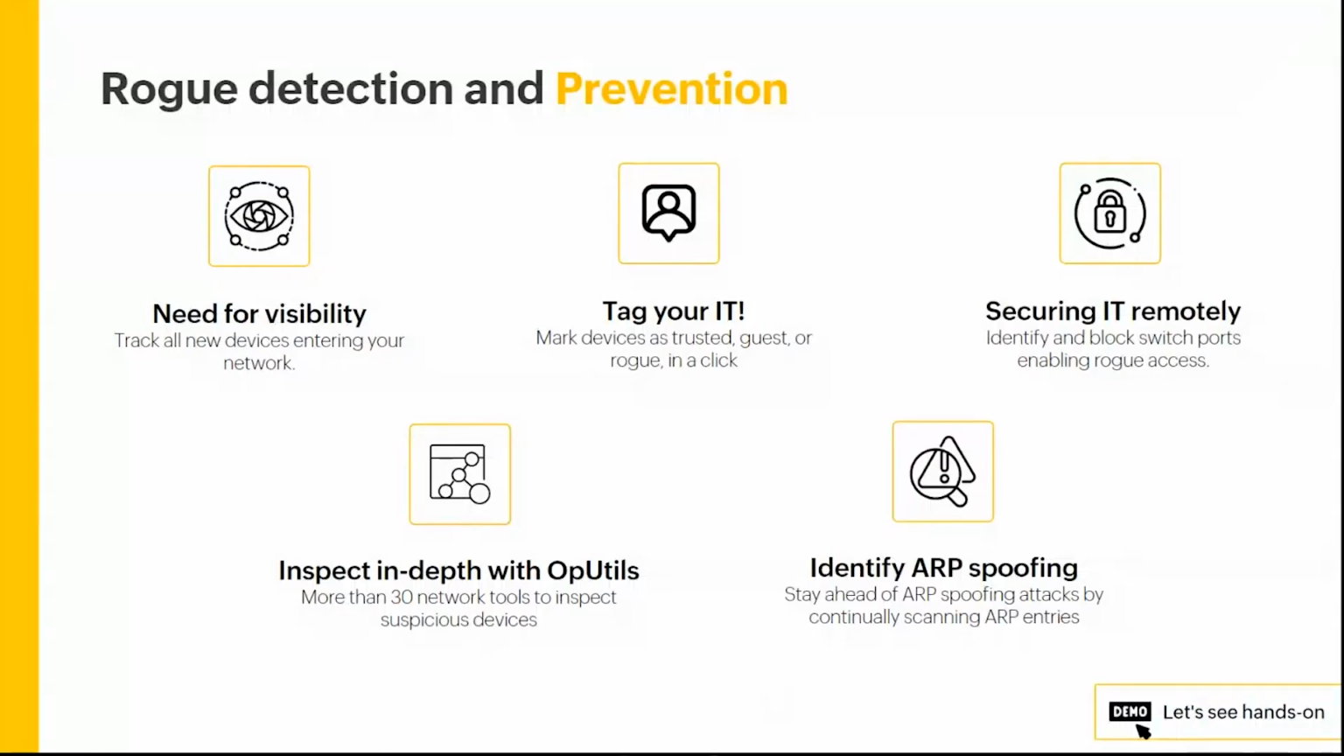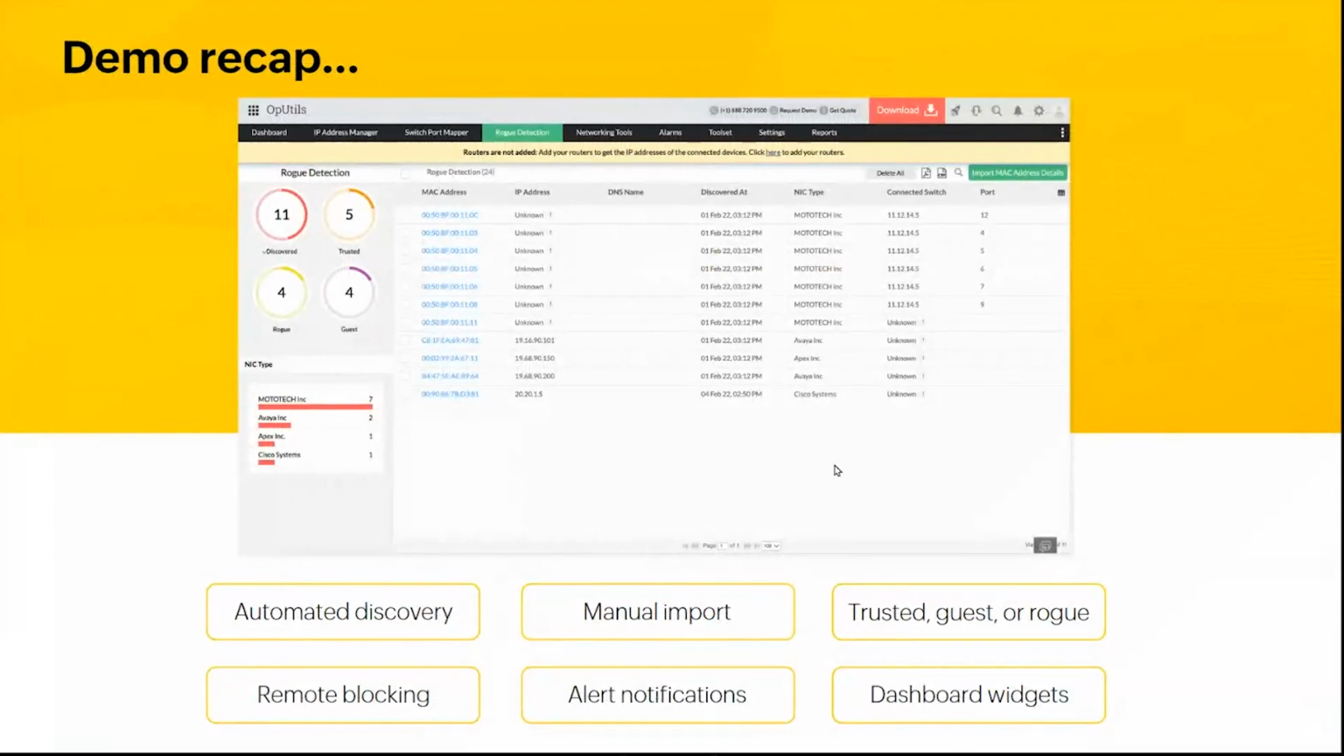Going back to the presentation, let's have a quick recap of what we just covered in our demo. We spoke about automated discovery, how OpUtils discovers rogue devices, learned how you can manually import devices into the module, and we explored how to designate devices as rogue, trusted, or guest, and we understood how to view connectivity details and examined how to remotely block or unblock ports.